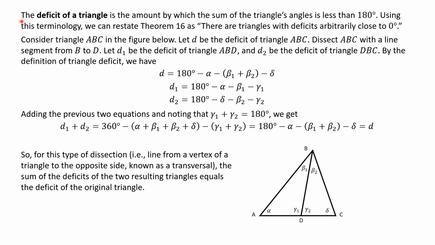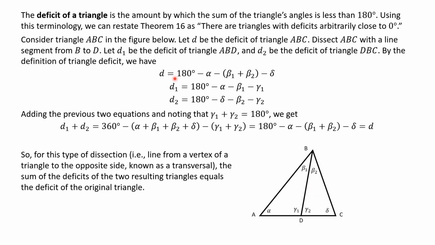The deficit of a triangle is the amount by which the sum of the triangle's angles is less than 180. Using this terminology, we can restate theorem 16, which was earlier in our lesson: there are triangles with deficits arbitrarily close to 0. We also have a result here. If we take a triangle ABC and divide it into two triangles with a line from a vertex to an opposite side, the deficit of the overall triangle equals the sum of the deficits of the smaller triangles.